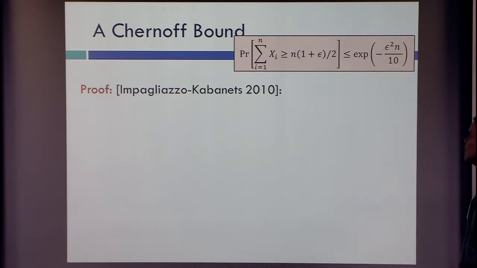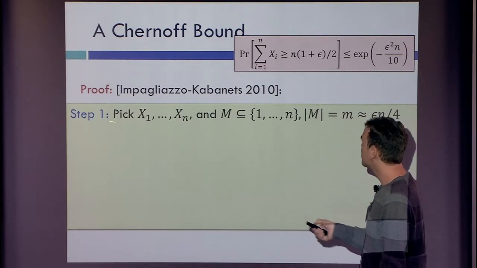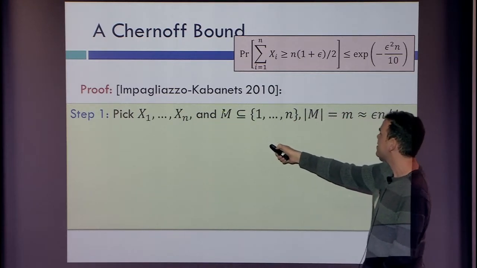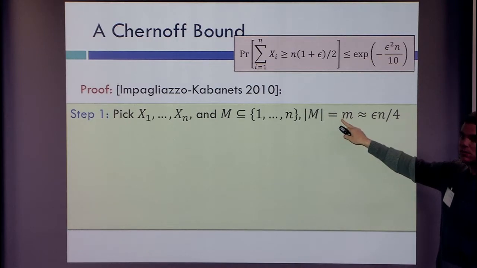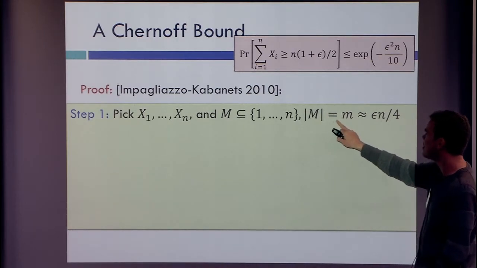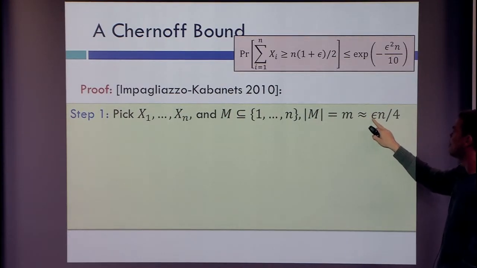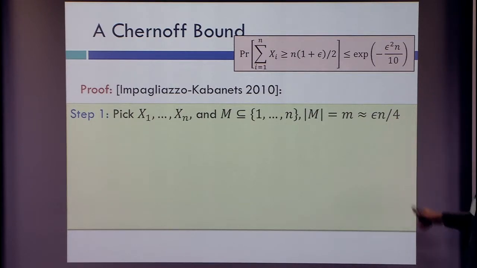And let's give the full proof. What we're going to do is pick these random variables x1 to xn, and at the same time, pick a set M, which has size exactly m. So the capital M has size lowercase m, and lowercase m is going to be chosen roughly epsilon n over 4. You will see later why.